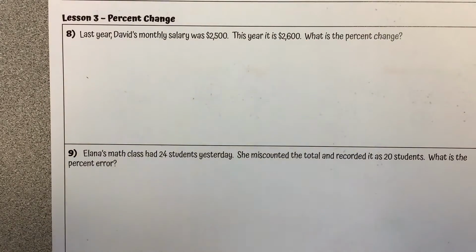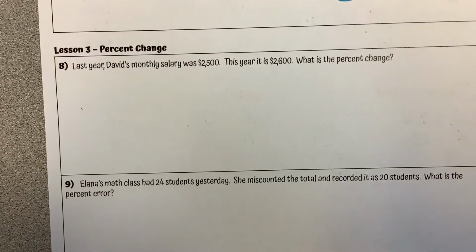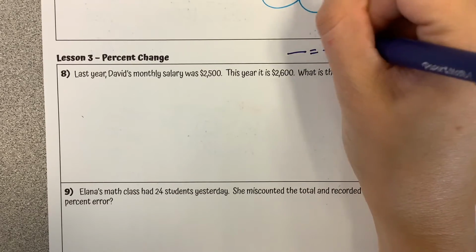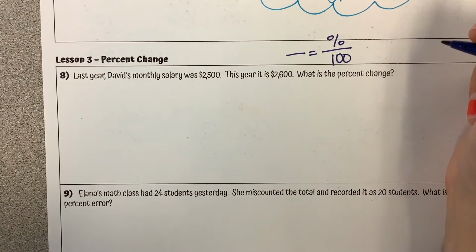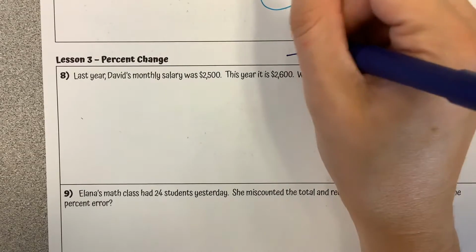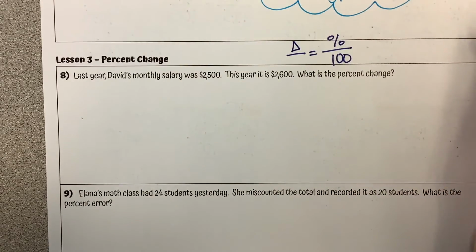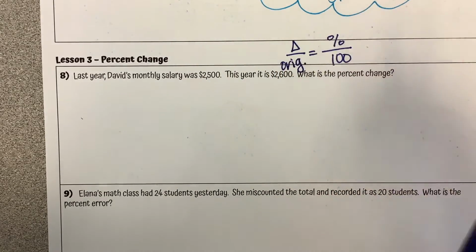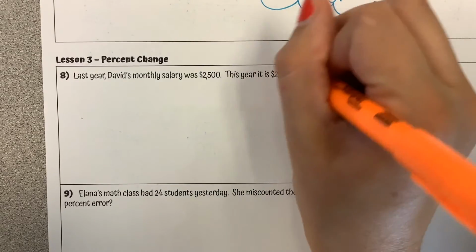And last, we're going to look at percent change. So, last year, David's monthly salary was $2,500. This year, it is $2,600. What is the percent change? What we need to remember is when we are doing percent change, it's always going to be out of 100. It's always going to be the percent out of 100 that we're solving for, okay? This is the change. I'm going to use a delta to show the change out of the original amount. That is what's important, the original amount.